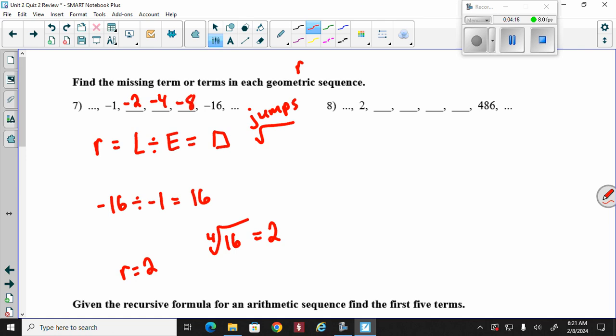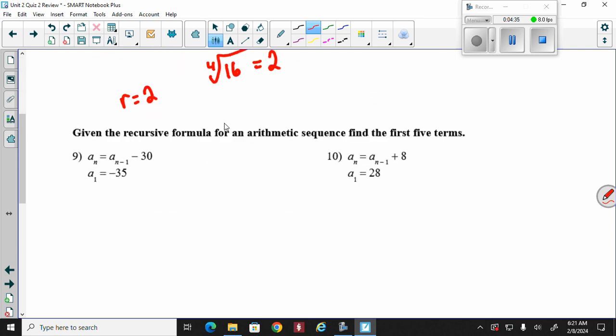All right, the next one, it looks like my r is going to equal 3. So that means it's going to be 6, 18, 54, and then 162, I imagine. Yes. All right, moving on.